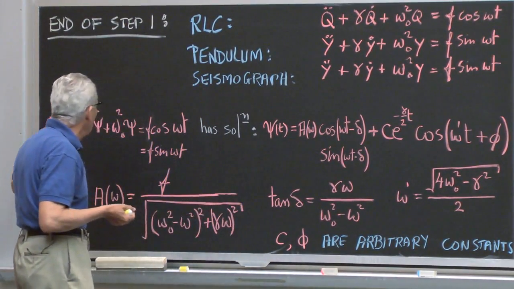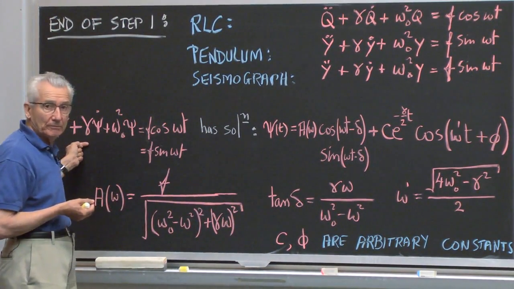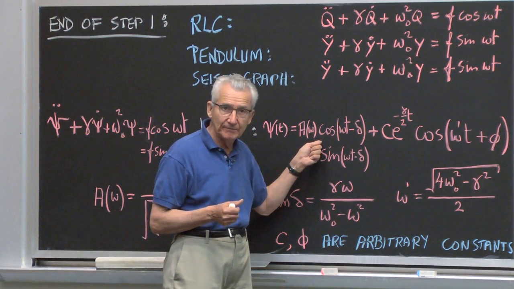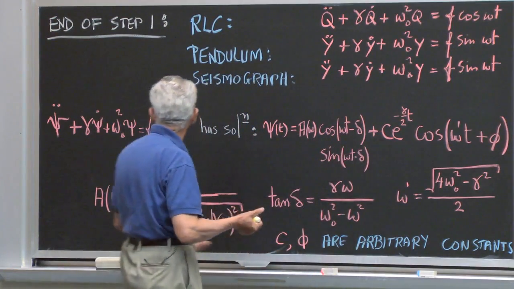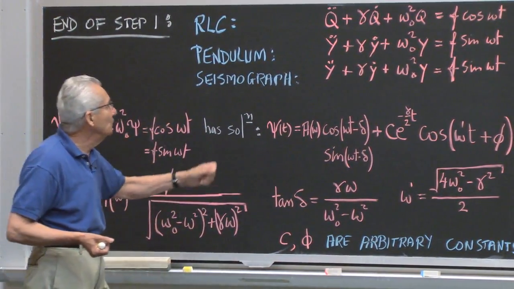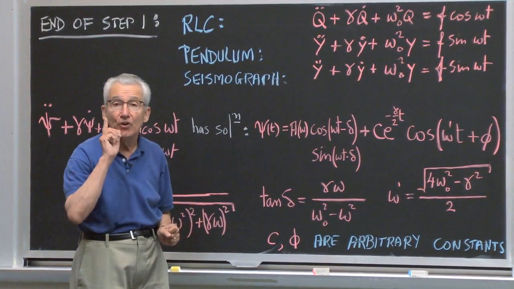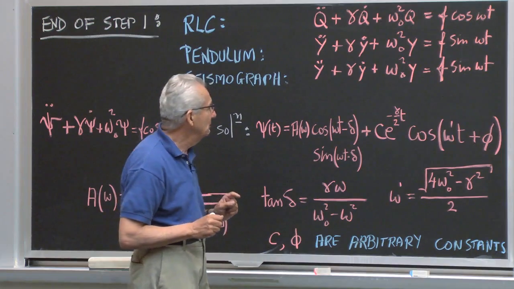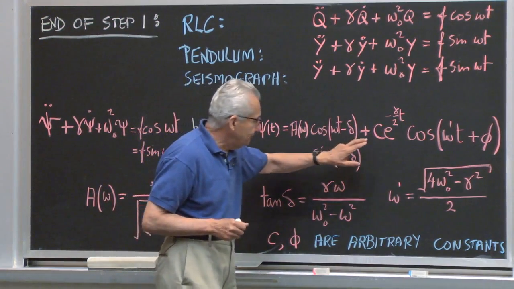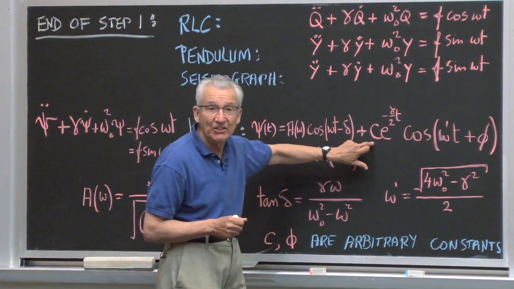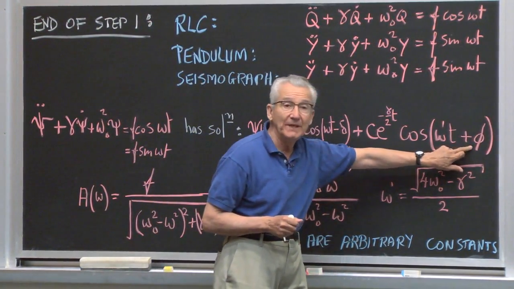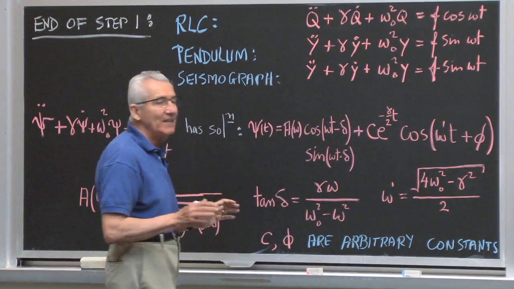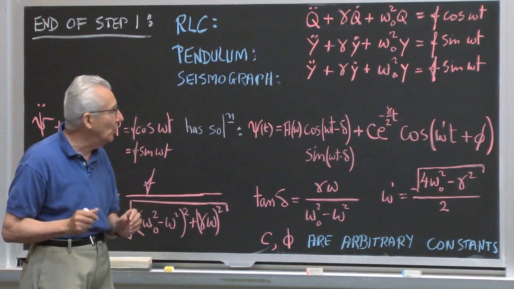This is a second order differential equation. This equation satisfies it. Try it, take it, differentiate twice, etc., etc. You'll satisfy it. Furthermore, it has two arbitrary constants. This c can be anything, and this phi can be anything. They are arbitrary. Everything else in this equation is completely determined.